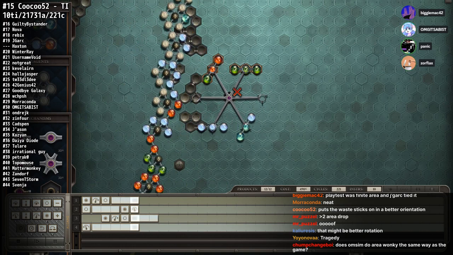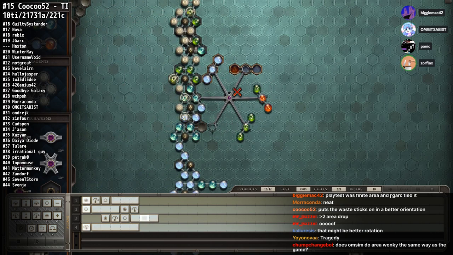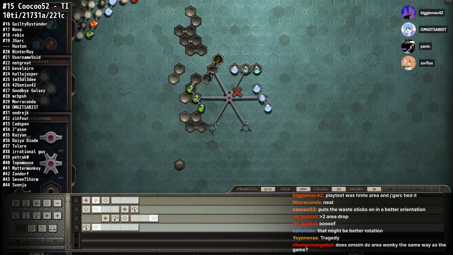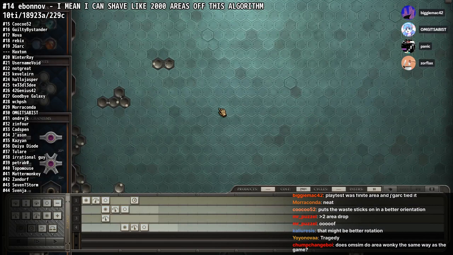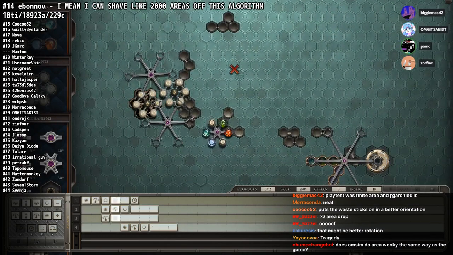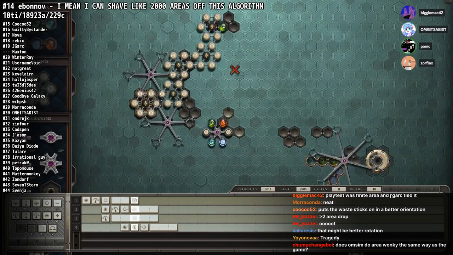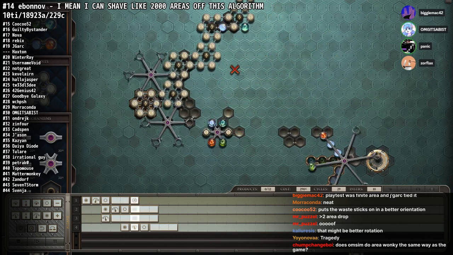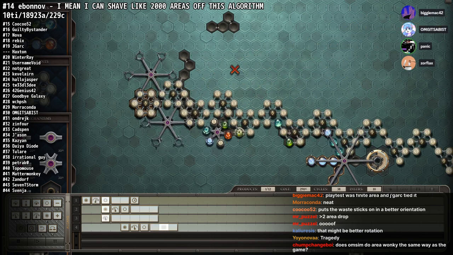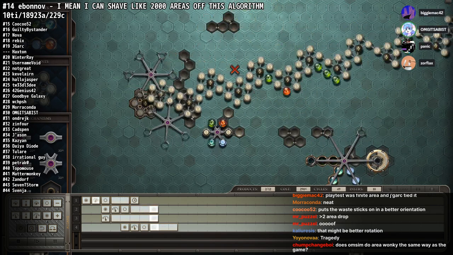Thanks, Patrick. No problem. What 20,000 area pile up. Okay, so now we have an actual legit drop. To Ebonov. Yeah, oops, I didn't get to shaving area off this. From duplicating on the other wide chain, I thought it'd be simple to achieve 2 to 3p. That's a different way. That's a different chain.